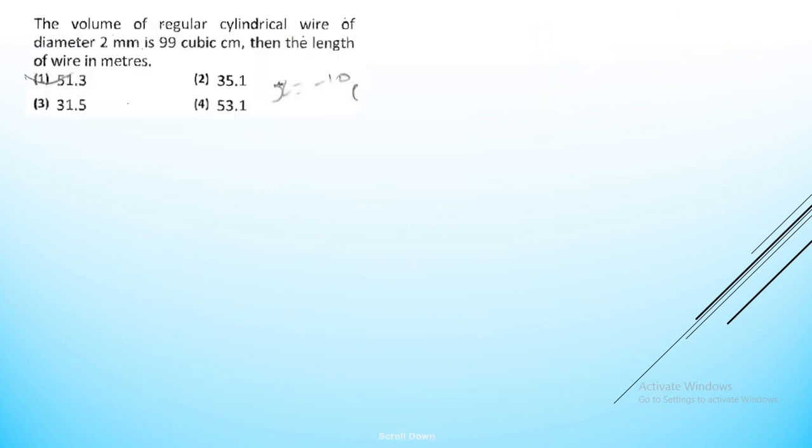Next, moving on to one more question. The volume of a regular cylindrical wire of diameter 2 millimeters is 99 cubic centimeters. Then the length of the wire in meters.